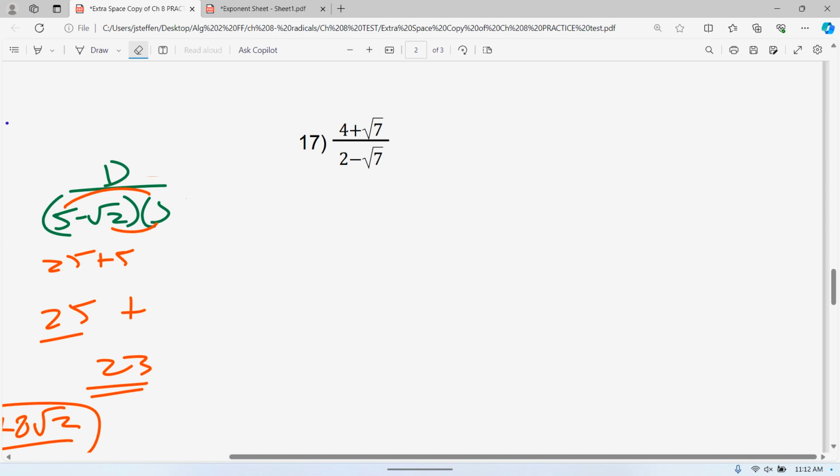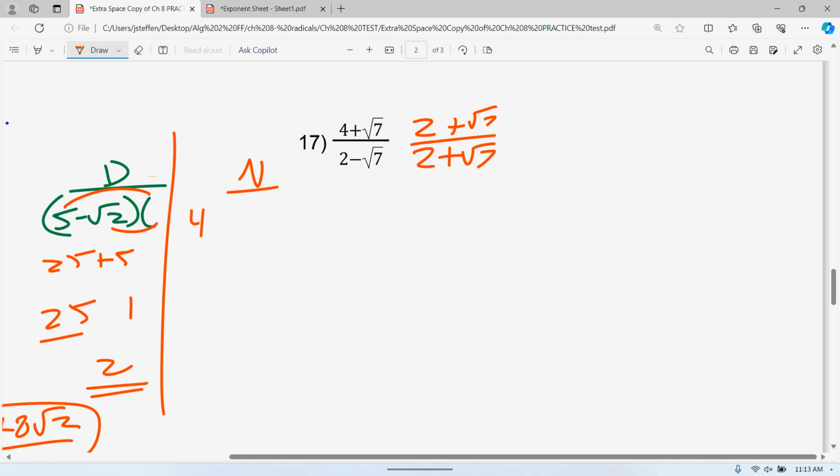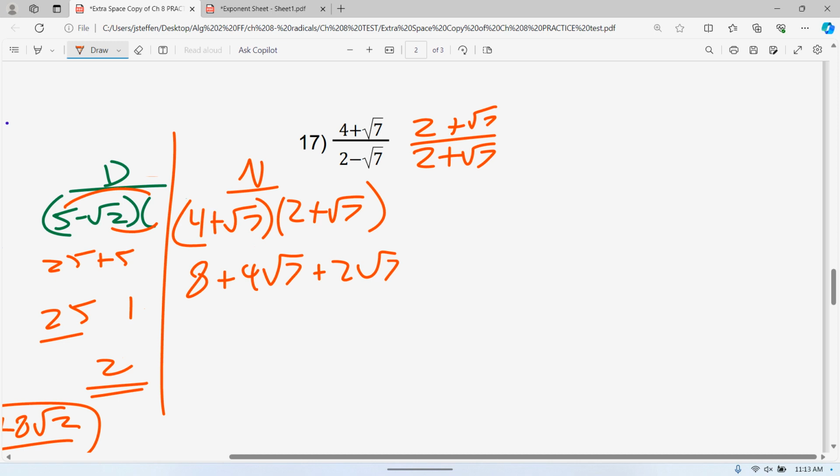Problems with this one, and I'll explain why once I'm done with this one. 2 plus root 7. Seven times 8. 7 is 49. Root plus the square root of 7. So that's 15 plus 6 root 7.